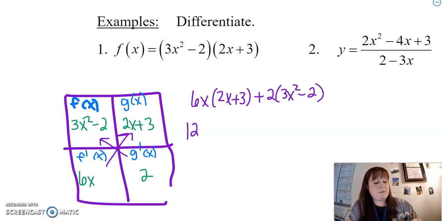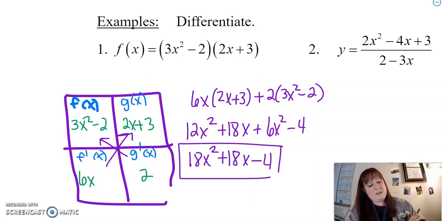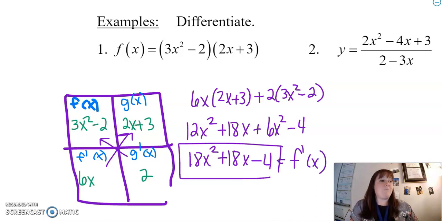So I have 12x squared plus 18x plus 6x squared minus 4. So I end up with 18x squared plus 18x minus 4. So that is, I should make this complete. f prime of x equals that.